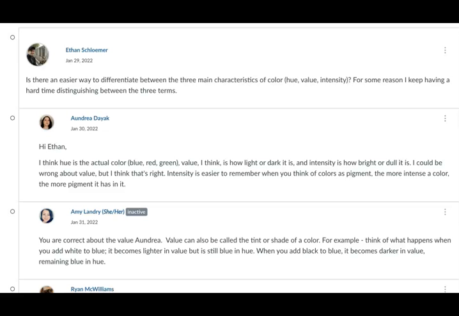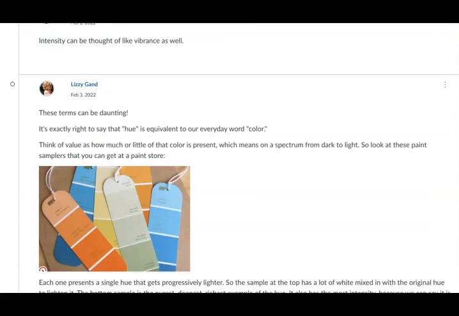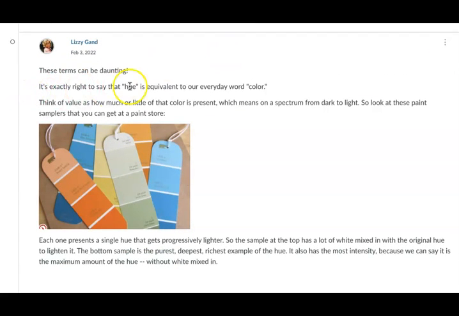But that reliable precision with these authoritative terms, it's not easy to build that. It takes time, which is why I invited you to propose questions. One that came up for many people had to do with these very subtle differentiations in color characteristics: hue, value, intensity. And in my response here, one of the things I used was an image of ordinary paint store paint samples.